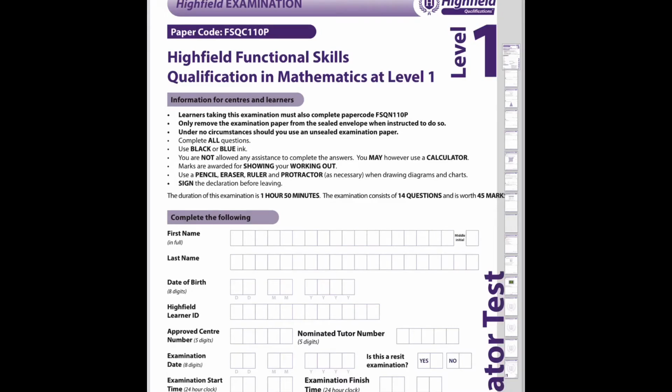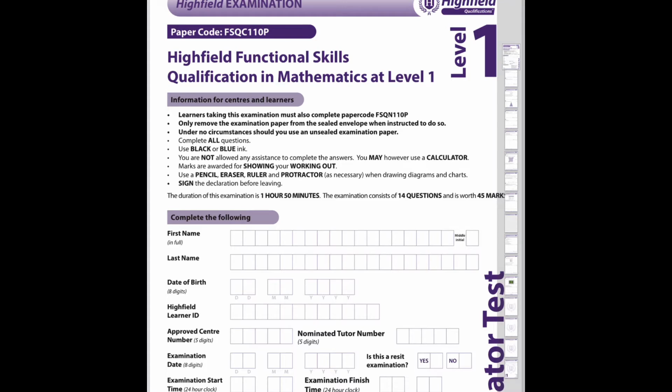So today we're working through the Highfields Functional Skills Maths Level 1 paper. This is the calculator paper, so you are allowed a calculator throughout. There are 14 questions with 45 marks in total. It's expected to take you around an hour and 50 minutes. Really, anything from around an hour up would be an acceptable time for this.